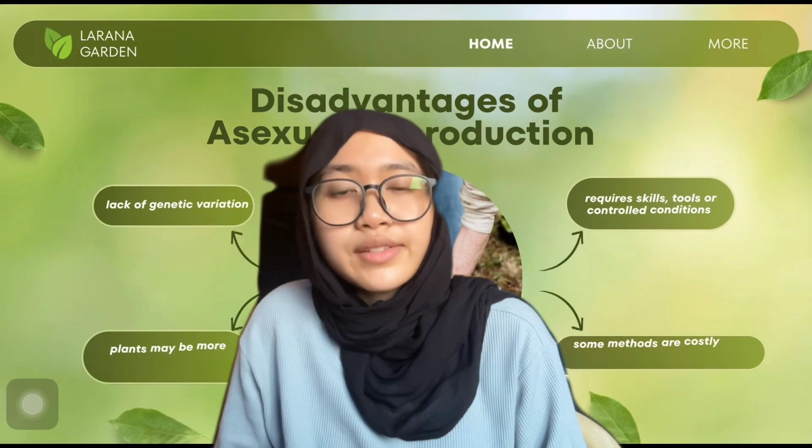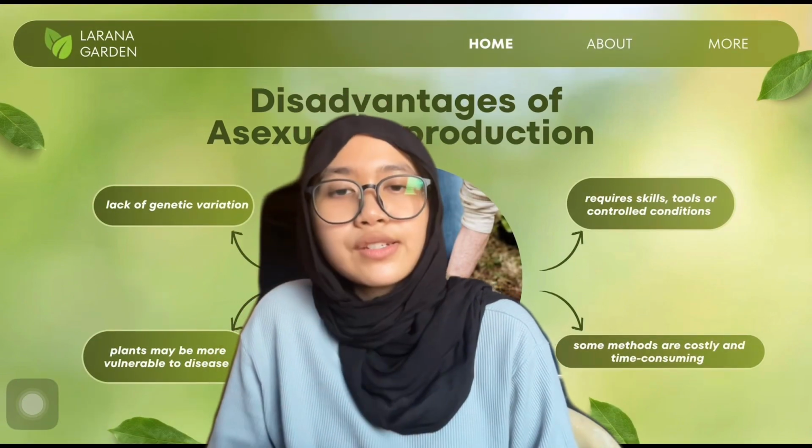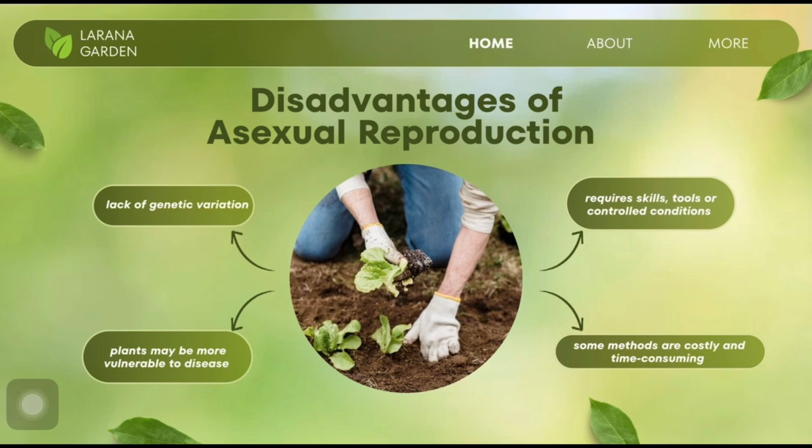The last thing is the disadvantages of asexual reproduction: lack of genetic variation. Second, requires skills, tools or controlled conditions. Third, plants may be more vulnerable to disease. And lastly, some methods are costly and time-consuming.